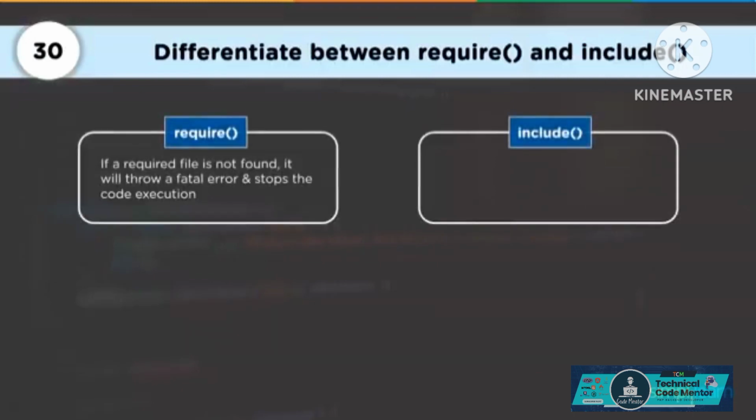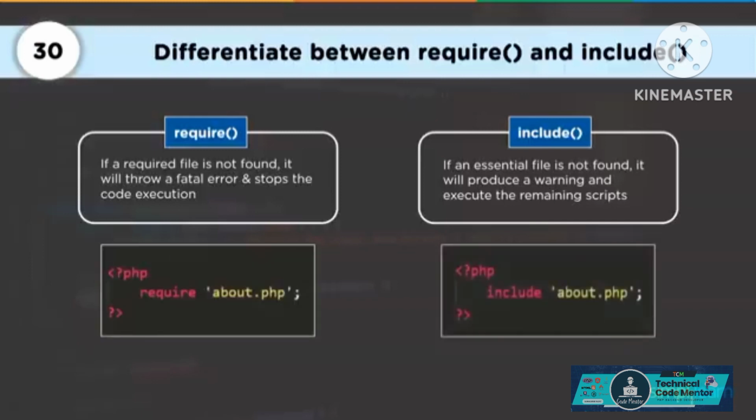Next up, differentiate between require and include. Now with require, if a required file is not found, it will throw a fatal error and stop the code execution, while in case of include, if an essential file is not found, it will produce a warning and still execute the remaining scripts. So as you can see, both include and require are used in the exact same way, with different functions.